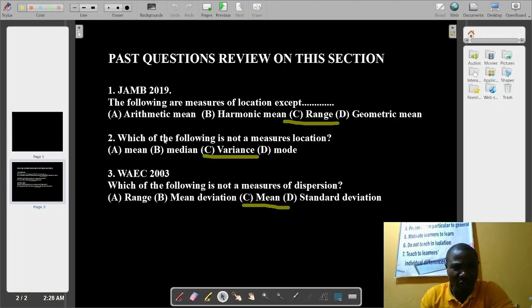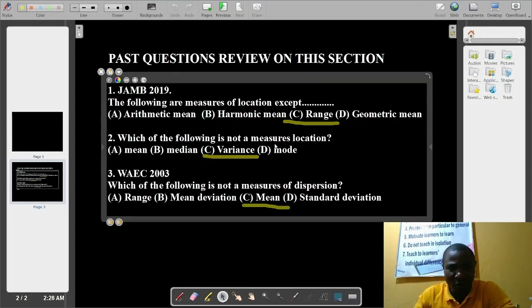Now, the second question says, which of the following is not a measure of location. Remember that it can also be called measures of central tendency. But in this case, they have decided to use measures of location. Now, we have mean, median, variance, and mode. The answer in this case is variance, as variance is also an example of a measure of dispersion.